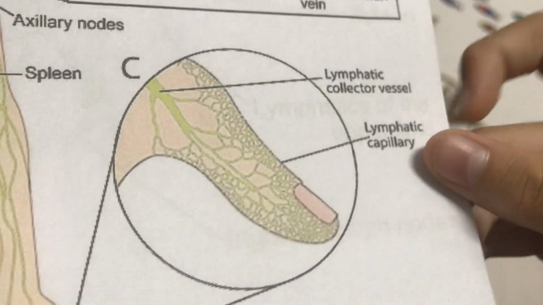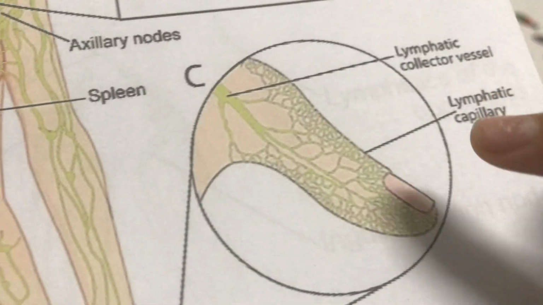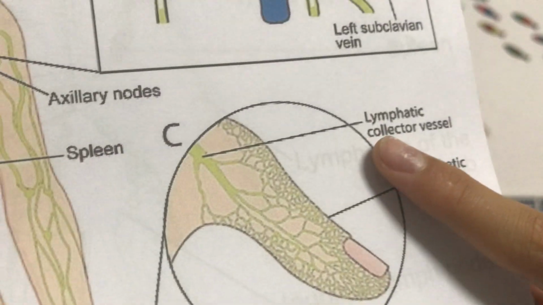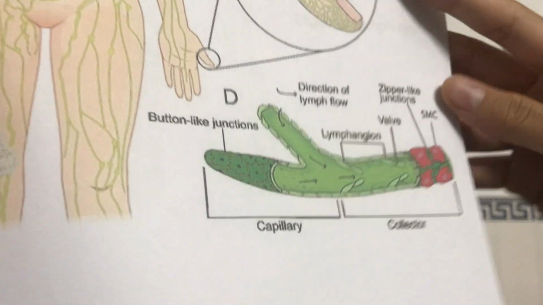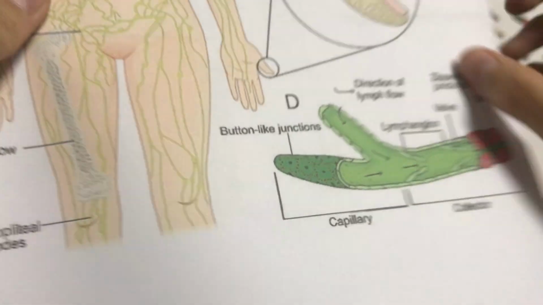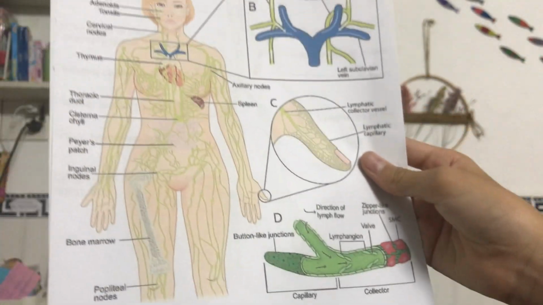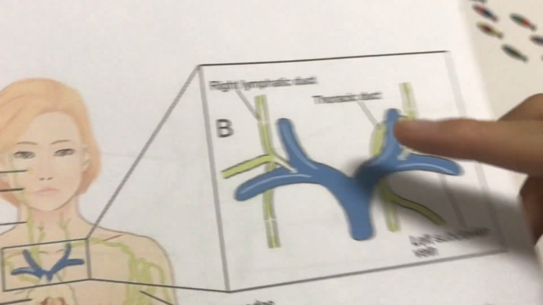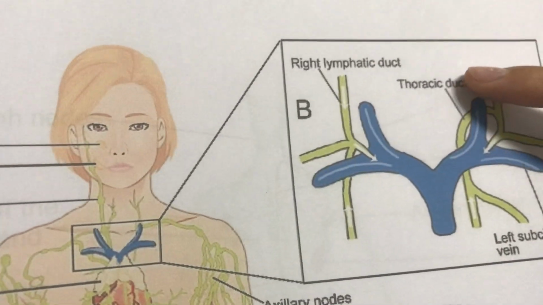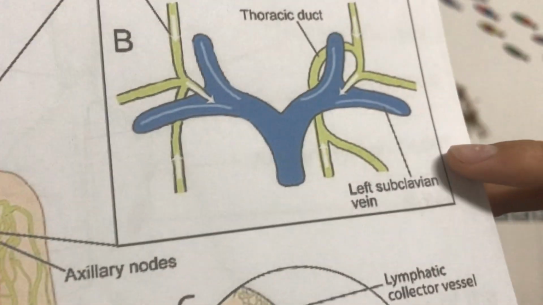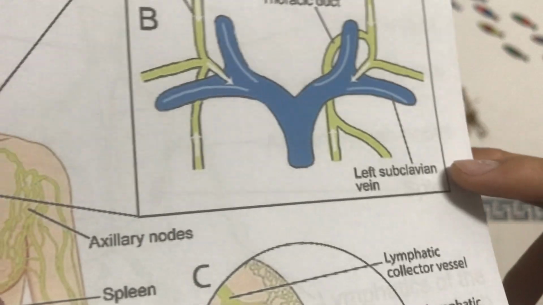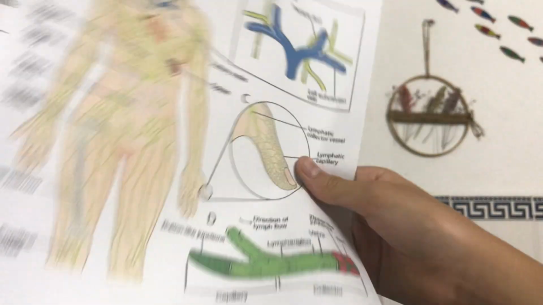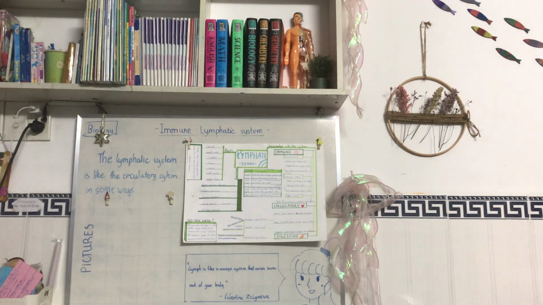We have the lymphatic collector vessel and other lymphatic vessels, smaller and smaller. And then we have the lymph capillaries here. That is the lymph part of our body. We also have the right lymphatic duct and thoracic duct, left subclavian vessel. Those are the parts of the lymphatic system.